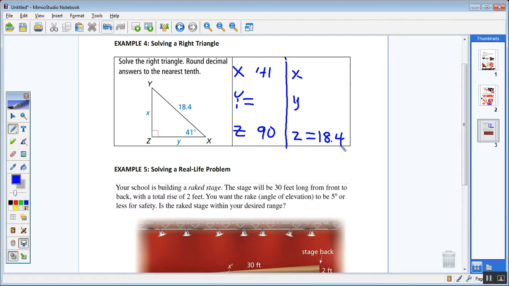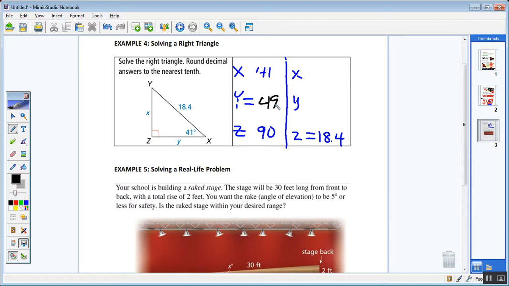Kids, walk me through this. Let's do the angle first. Is it possible to do angle Y here? Yeah. Okay, 49. How'd you get 49? Because I subtracted 41. You know two angles, and you're going to know three. So yeah, 49 is the difference between 90 and 41.